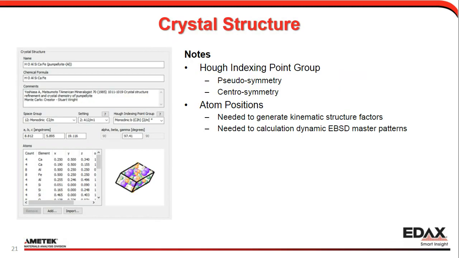So the crystal structure group, some new things there. It has a capability where you can set a different level for indexing, the Laue indexing point group, so that if you are working with something with pseudosymmetry and you don't want to deal with that, you can go ahead and set it to a higher symmetry level. The atom positions are needed to generate kinematic structure factors or to calculate dynamic EBSD patterns, so we also have that information.